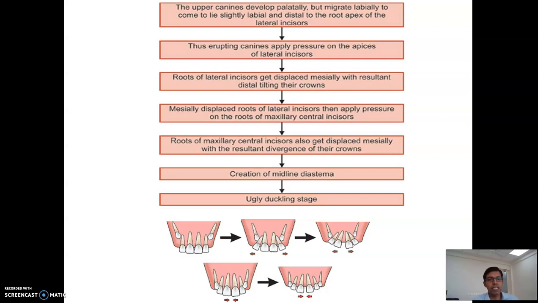It creates a big diastema between the two central incisors. This makes the child have crooked teeth and appear ugly. That is why this stage is called the ugly duckling stage of tooth development.